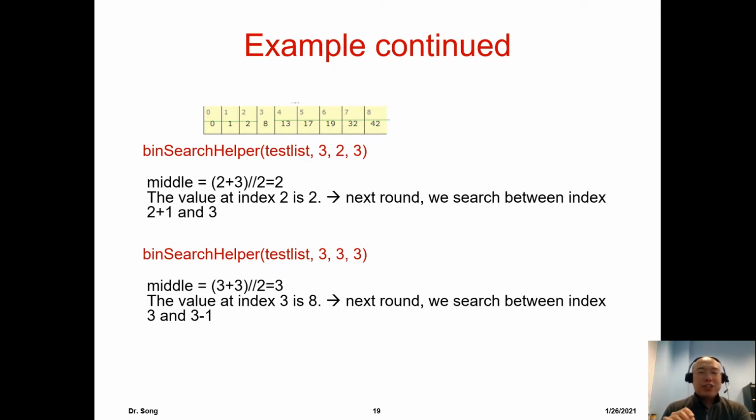On the search space from index 3 to index 3, we have index 3 as the middle index, and the middle value on the middle index is 8. So 8 is greater than 3. So what do we do? We have to search in an invalid search space now, because the lower bound is 3 and the upper bound is 2. That is an invalid search space, and if the search space is invalid, we return false. This means there's no such value.